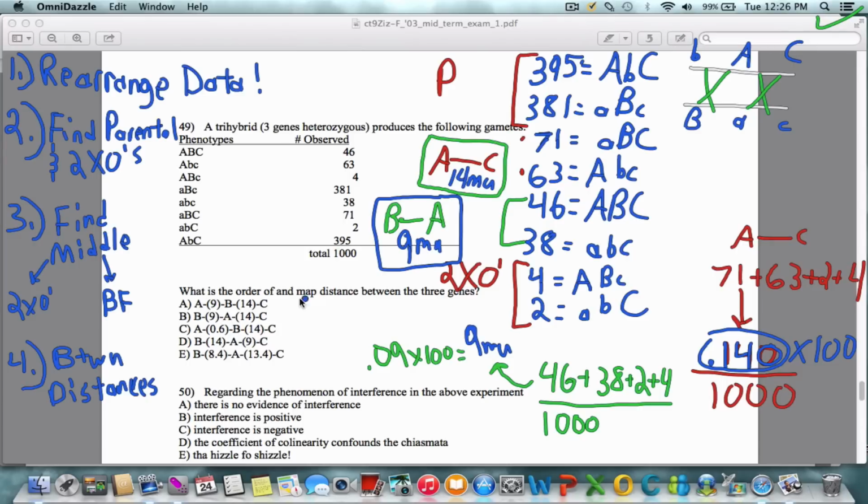Over here, what is the order of and map distance between the two genes? Well, I know that A is in the middle, so it can't be that. I know that A is in the middle, so it can't be that. I got from B to A, I have 9, and then from A to C, I have 14. So my answer is B. And I'll make another video talking about interference.